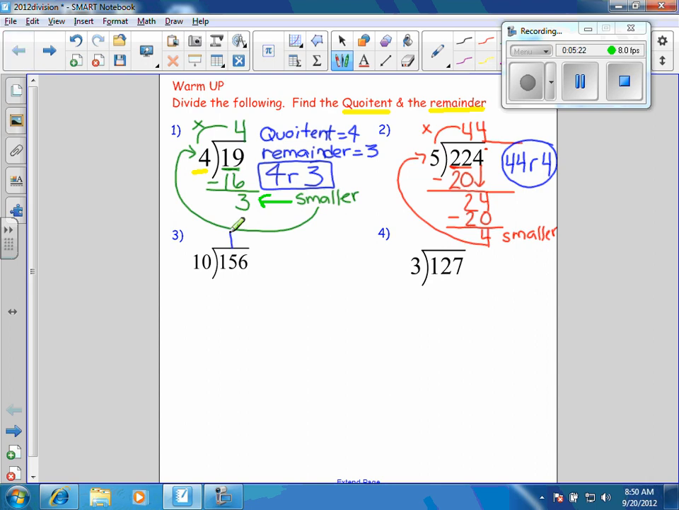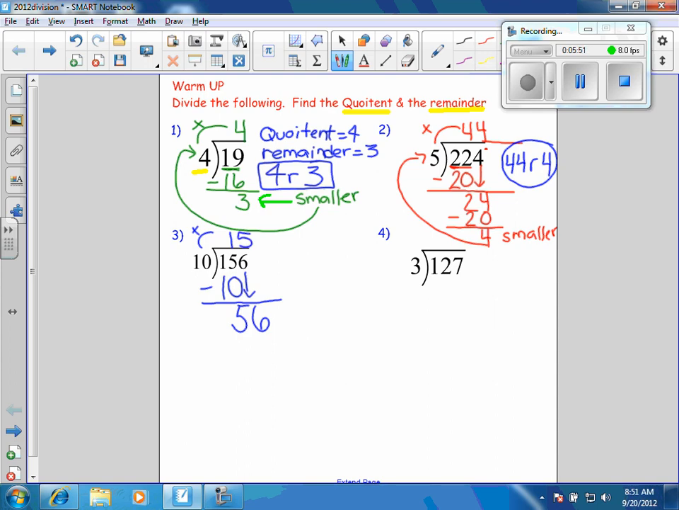And then I put 10 under 15, because 1 times 10 is 10. And then 15 minus 10 is 5. Correct. And then I dropped down 6. That's right, bring down the 6. And 10 goes into 56 how many times? 5 times, right?